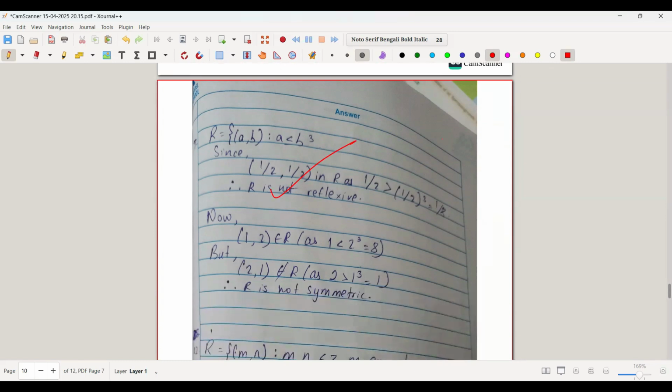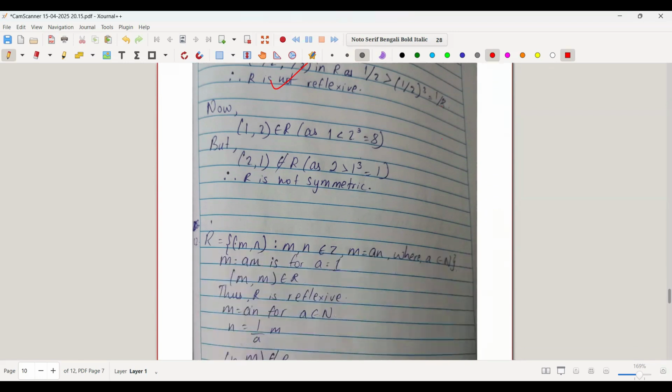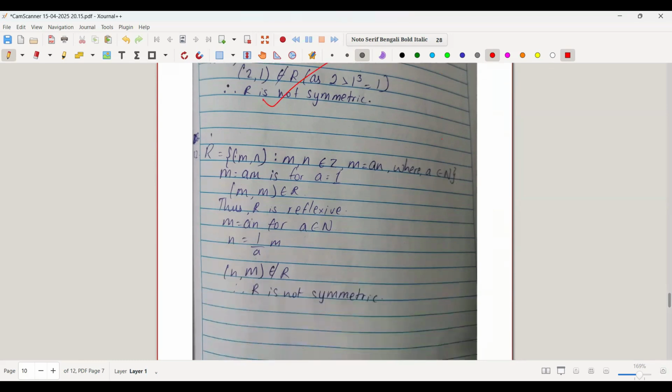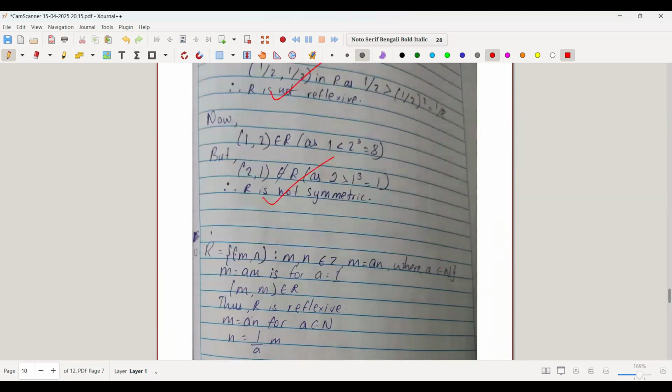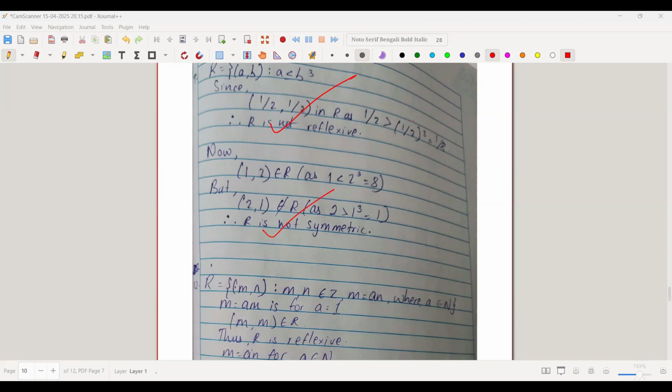Now (1, 2) belongs to R, but (2, 1) does not belong to R, so this is also not symmetric. And what about transitiveness? It is also not transitive, because we will give some example.